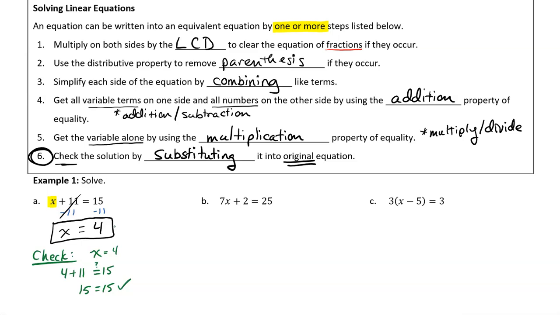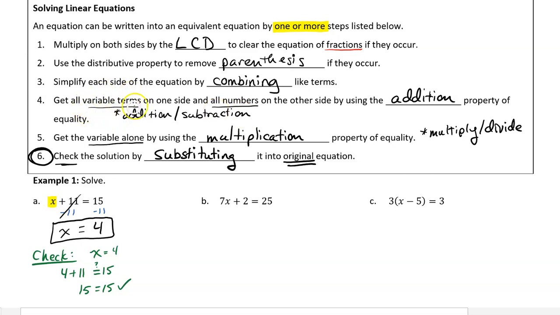Let's try B. We have 7x plus 2 equals 25. Let's go through the same steps. Any fractions? Nope, so no LCD. There's no parentheses. All my terms are combined on the left side, right? I have a variable term that can't be combined with the 2 because the 2 doesn't have the x. So they're simplified. 25 is the only thing on the right. Okay, step 3 is done, right? This third thing we check. And we'll start moving things around.